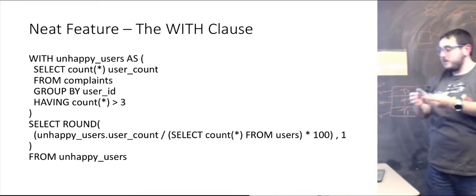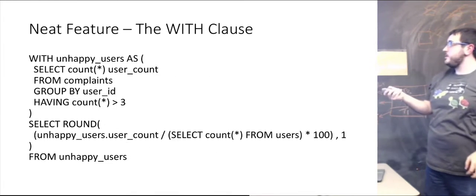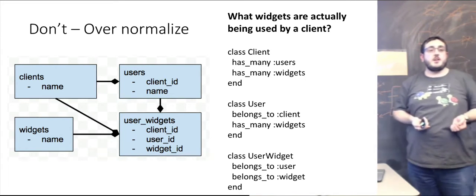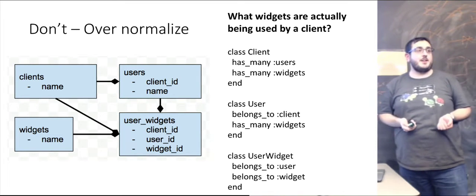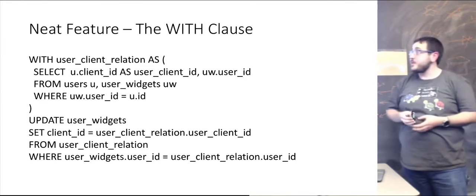Here's a bit more complex example. So in the previous, we're adding client ID to user widgets. Let's just say this is after the fact. We realize this was a horrible, horrible idea, so we added client ID. We need to backfill that, don't we? Yes, we do. We can use with clauses to do that.